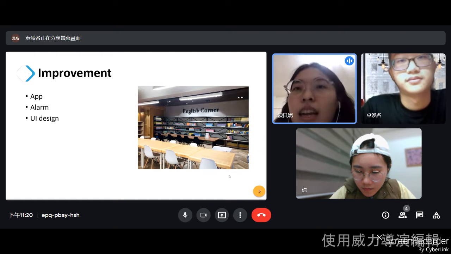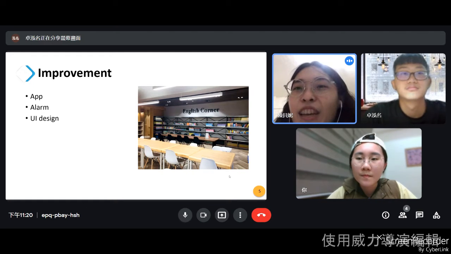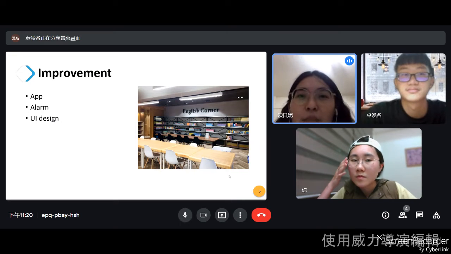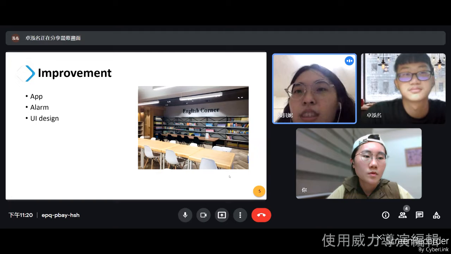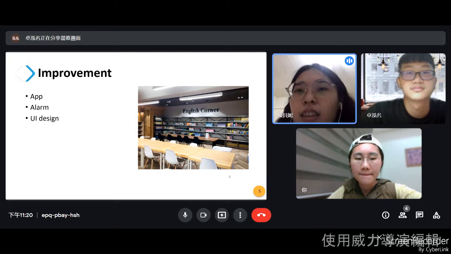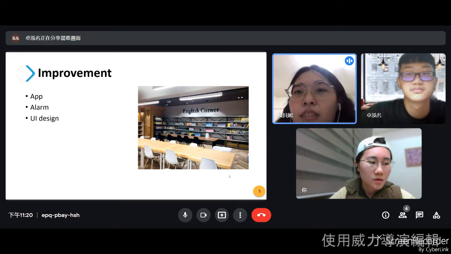First, if there is an app for users to download, it will be convenient. Second, they hope to have a reminder, like setting an alarm, so that they won't work or study overtime. Third, the user interface of the app can be designed so that users can use it more easily.